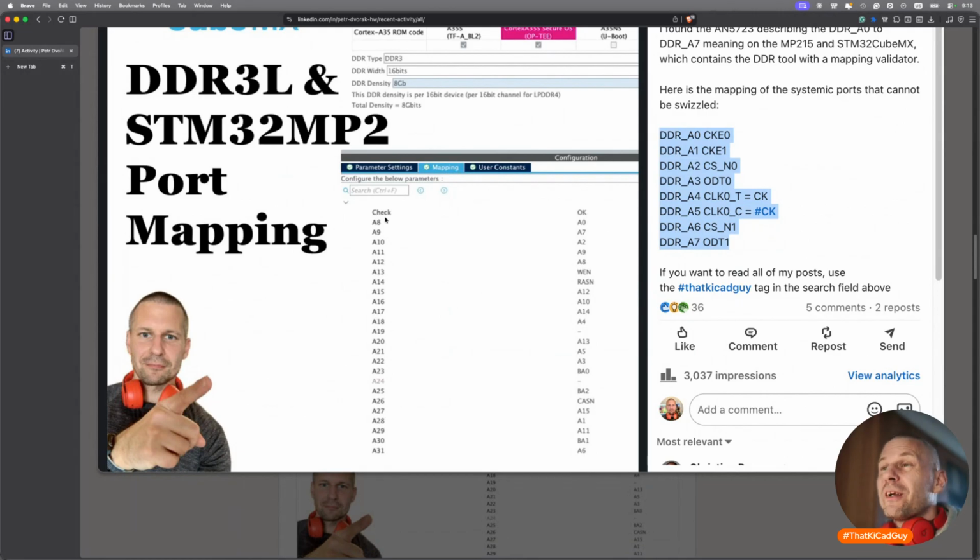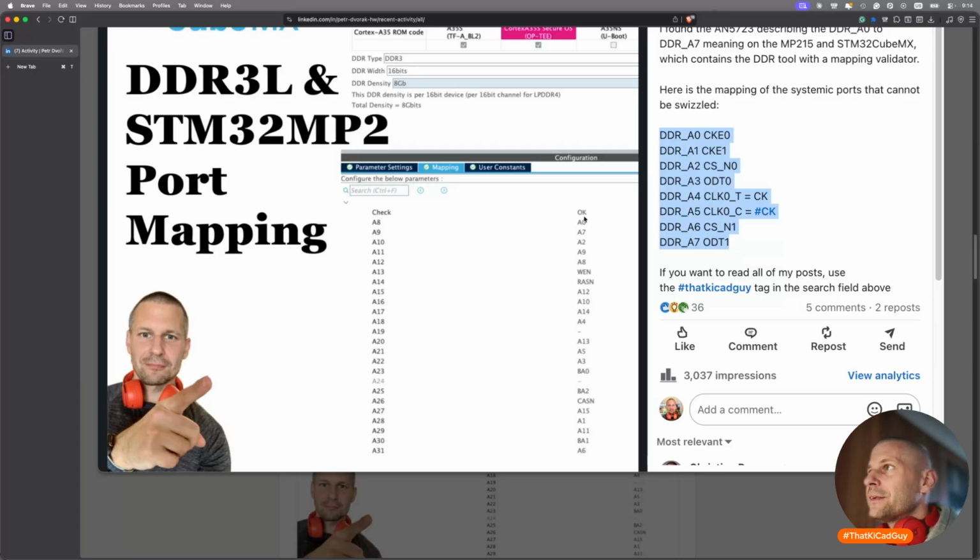There is a validator, a check flag. You can see that this is okay. If you, for instance, remove one of the bits, you immediately see that the check changes from OK to KO.